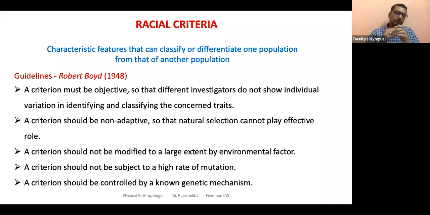And in the best case scenario, this criteria should be non-adaptive, meaning they should not change in a given environment. They should be more like fixed. If you're saying this is a race group, and there are inherent characteristics which define them, then they should stay unchanged. They should not change biologically because you change your environment. If they are changing, meaning you're not a fixed entity, those characteristics will be gone. So if you're really defining them, the criteria should be non-adaptive, so that environment or natural selection cannot play any role or cannot change them.